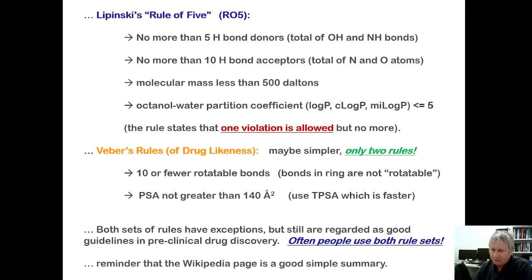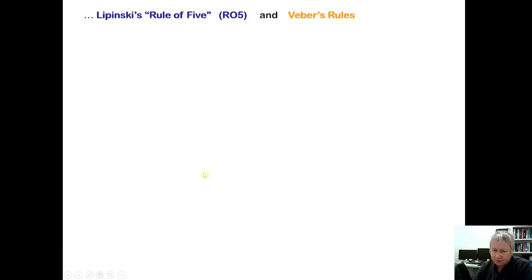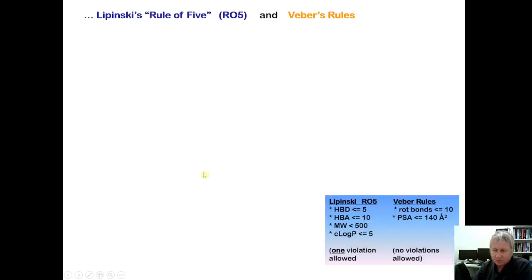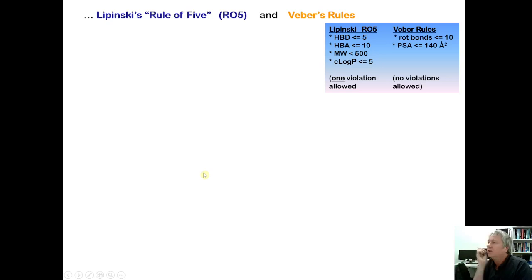The Wikipedia page, if you want a little bit more context. I don't know if the Weber rules has one, but I know the Lipinski rule has one. Okay, so examples of these rules. All right, so here's the rules again. With Lipinski, one violation is allowed. So let's look at some examples.